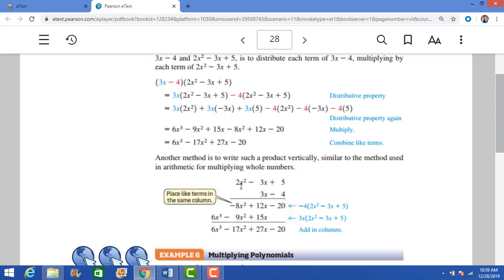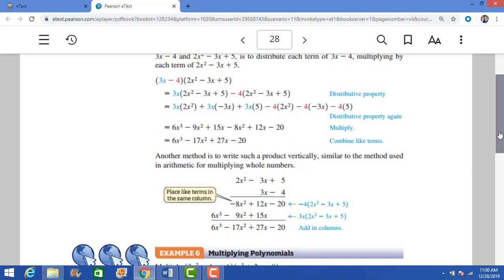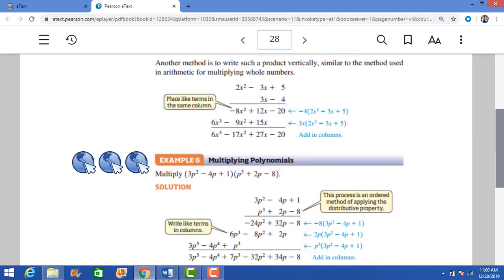So we do 3x times this, 3x times this, 3x times this, and we get these 3. Okay, again, same thing as what we're doing right here, and then we add down, and notice that we've got everything lined up by the same power, and so we add down to combine like terms, and we get the final answer. Okay, so that's just another way of doing it. You don't have to do it that way, just an alternate method.